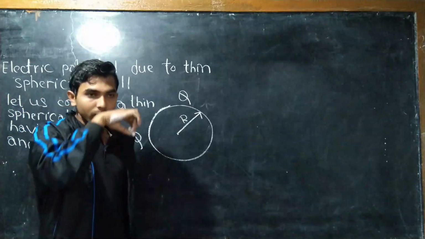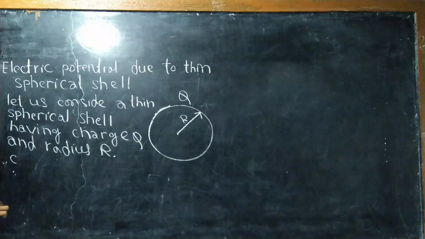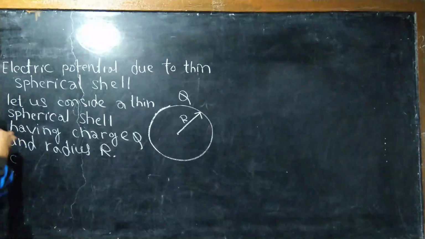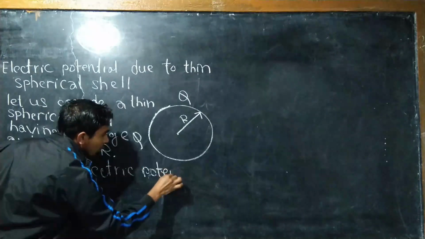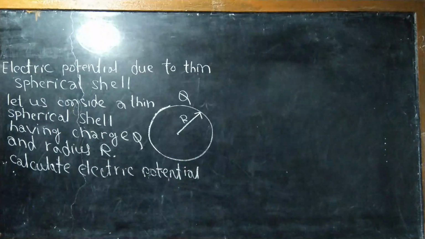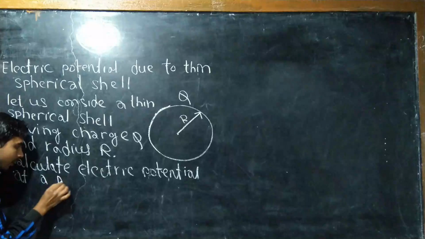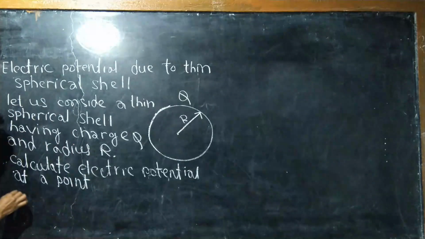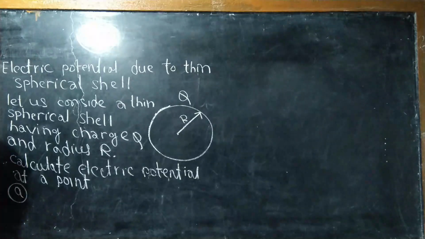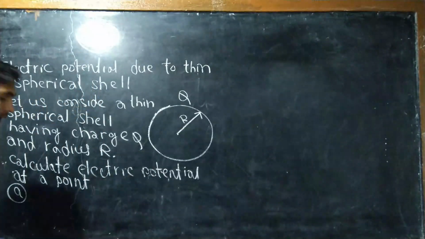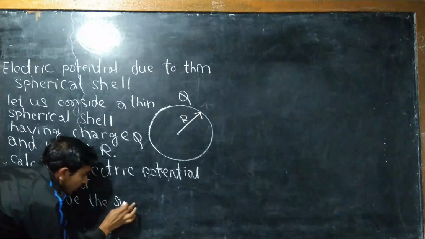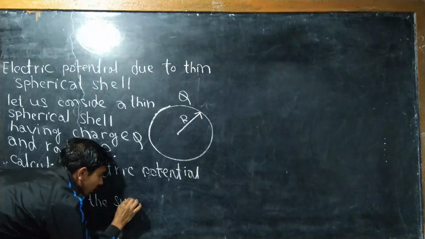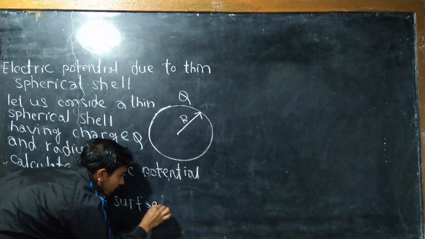What we have to find: calculate electric potential at a point. First, at a point outside the sphere, at a point outside the surface.